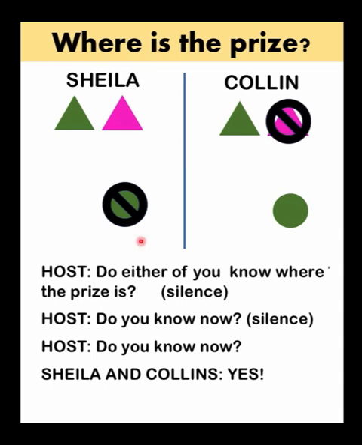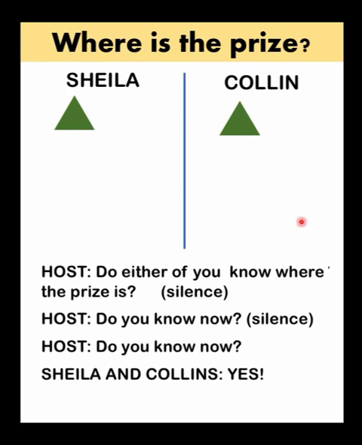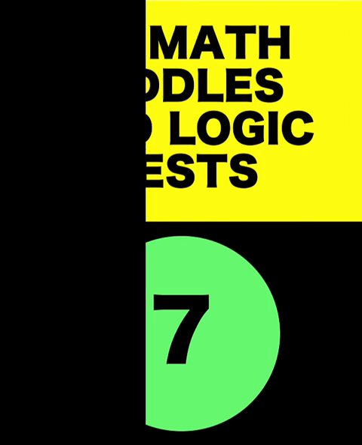And Sheila, being a mathematician with perfect logical reasoning, will be able to figure out that this is not the correct object. The same with Colin figuring out that this green circle is not the correct object. And so we are now left with this green triangle, both for Sheila and Colin. And that is the reason why at step number 3, both Sheila and Colin said yes. They know the answer, and the prize is hidden under this green triangle.